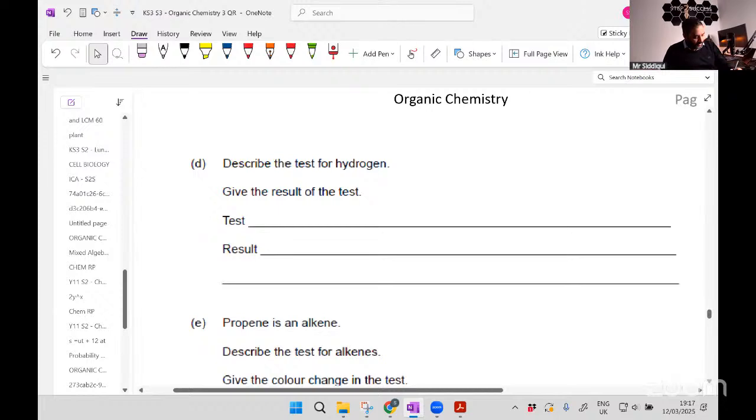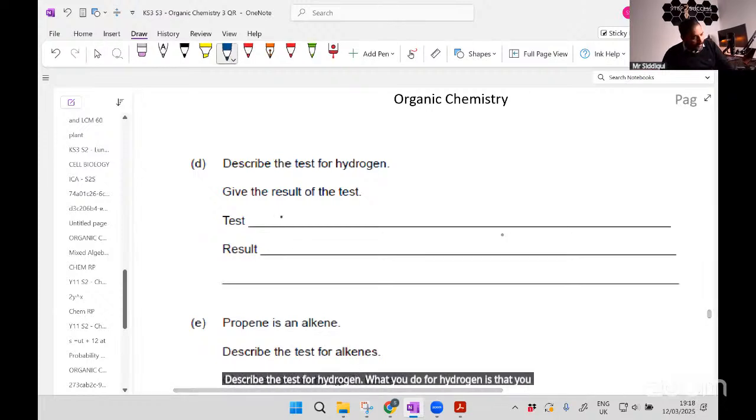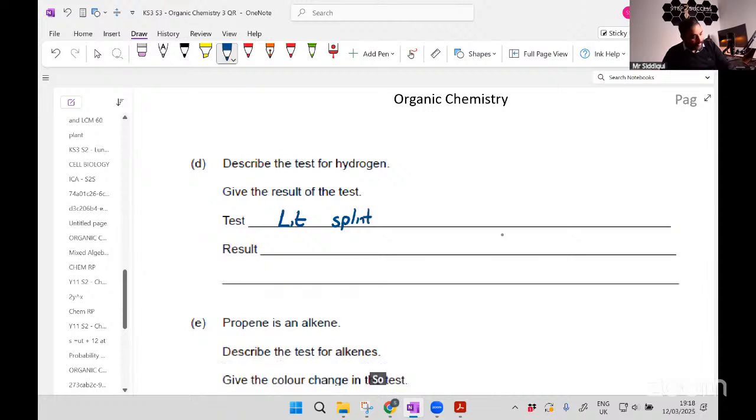Describe the test for hydrogen. What you do for hydrogen is that you use a lit splint, so some fire basically, lit splint, or a flame. And if hydrogen comes near that flame, then you hear a squeaky pop. And you will remember this if you've ever seen it before.